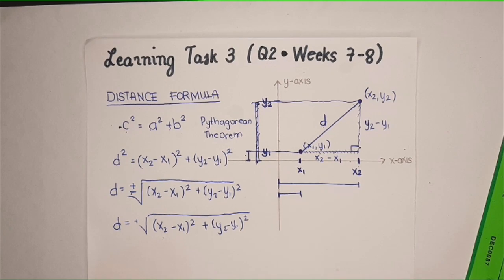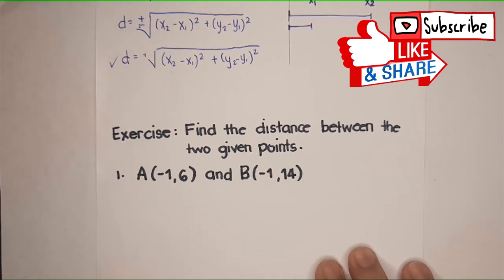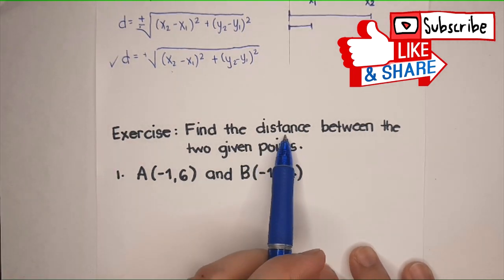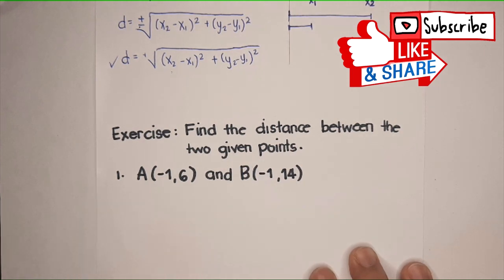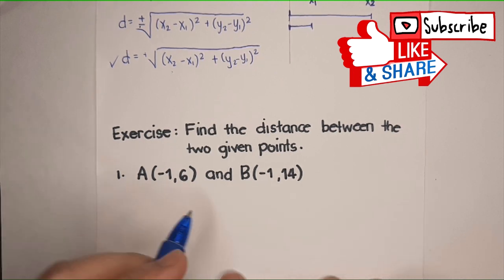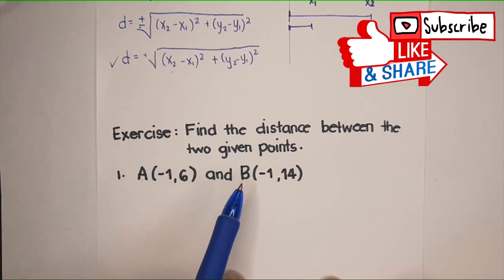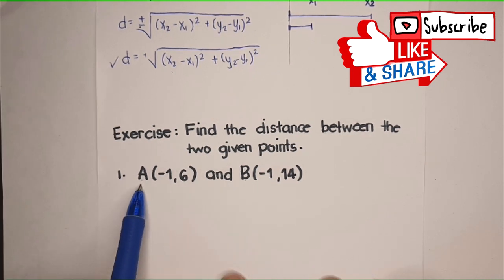Let's do some exercises. For this exercise, we're going to use this formula to get the distance between the two given points. Maybe I'm going to give you some tips. It's really easy: it's a matter of substitution and doing some arithmetic. You're given two points. That's how you name points: you use capital or uppercase letters.